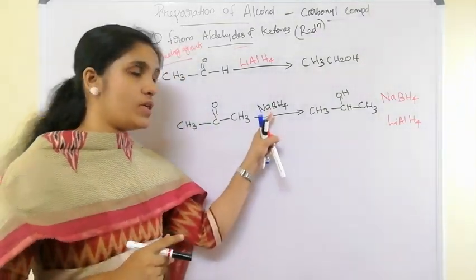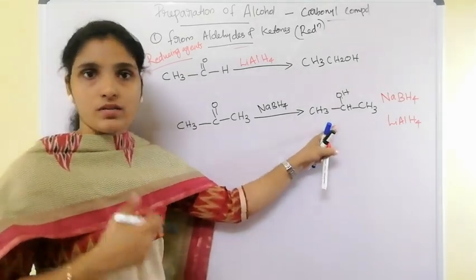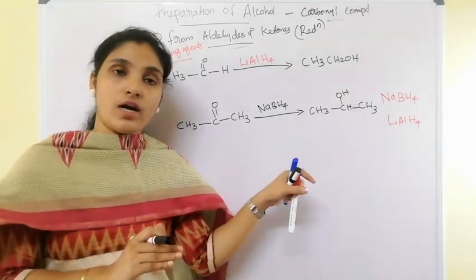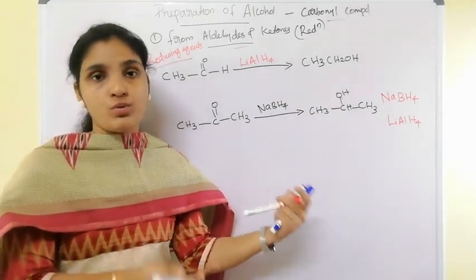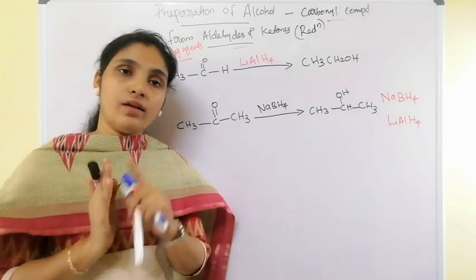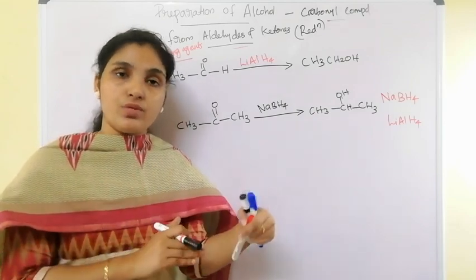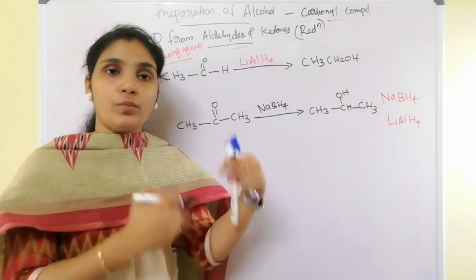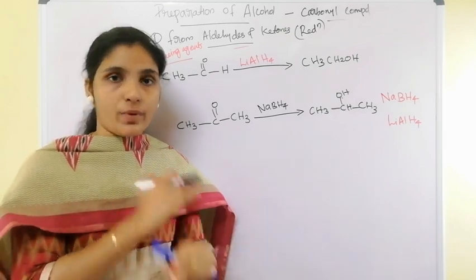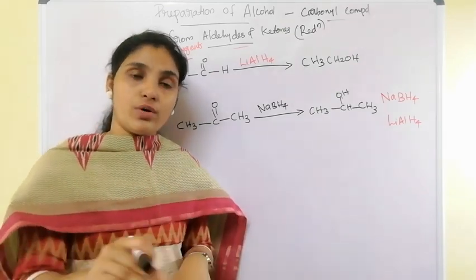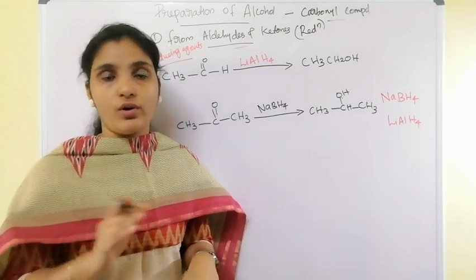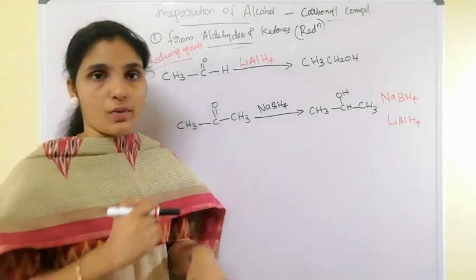Here, if we use lithium aluminium hydride, the product is the same. So children, just understand, if we reduce aldehydes and ketones either by hydrogenation or by using any reducing agent, the product formed is: aldehydes give primary alcohol and ketones will give secondary alcohol. That is the process that takes place here.